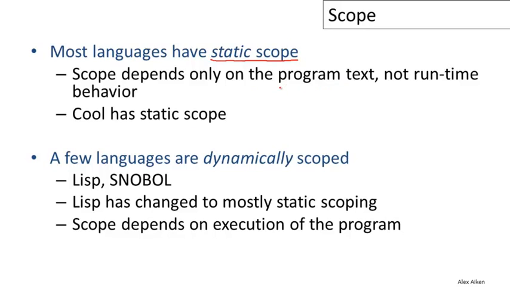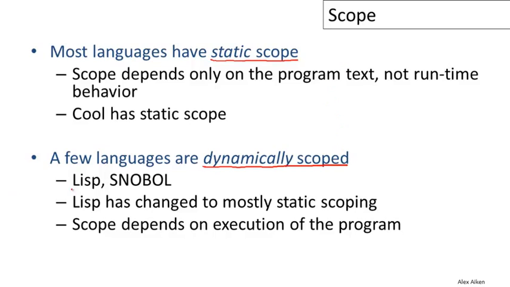Now, it may come as a surprise that there's any alternative to static scoping. In fact, probably every language that you have used up to now has had static scoping. But there are a few languages that are what are called dynamically scoped. And for a long time, actually, there was an argument about whether static scoping was better than dynamic scoping. Although today, I think it's pretty clear that the static scoping camp has won this discussion.